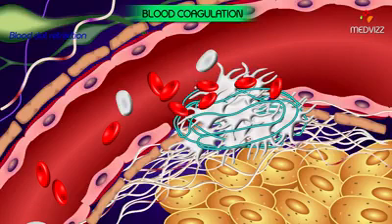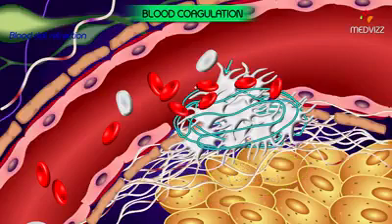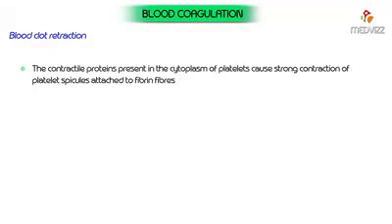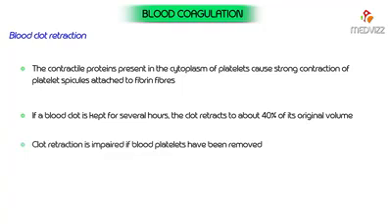Within a few minutes after the clot is formed, it begins to contract and usually squeezes out most of the fluid called serum within 30 to 60 minutes. Platelets are essential for clot retraction. The contractile proteins present in the cytoplasm of platelets cause strong contraction of platelet spicules attached to fibrin fibers. If a blood clot is kept for several hours, the clot retracts to about 40% of its original volume. Clot retraction is impaired if blood platelets have been removed.